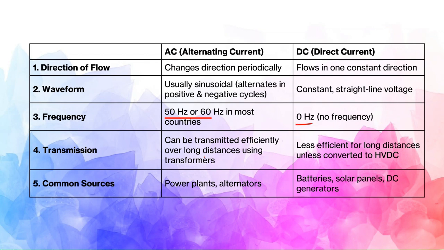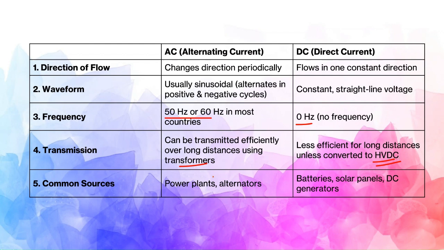Transmission, because of the use of transformers, is easy over longer distances, whereas in case of DC, the transformer doesn't work. We'll understand later why the transformer does not work in case of DC. Even though we can go for high voltage using some solid state devices, it is very costly.